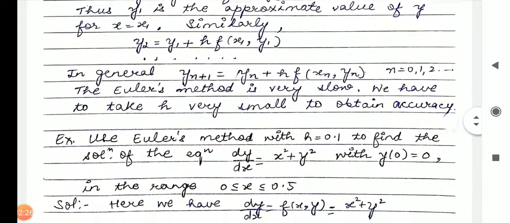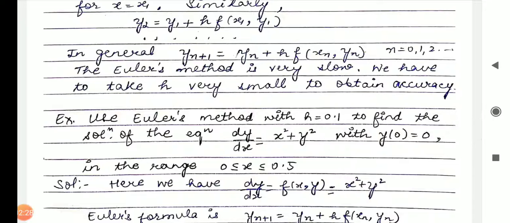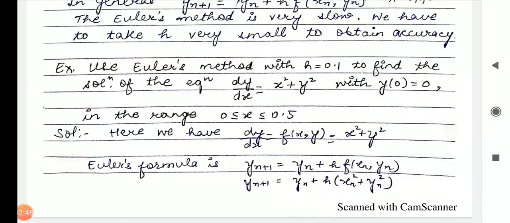Consider an example on Euler's method. Use Euler's method with h equal to 0.1 to find the solution of the equation dy by dx is equal to x square plus y square, with y at x equal to 0 being 0, in the range x lying between 0 and 0.5. Here we have dy by dx equal to f of x comma y equal to x square plus y square. We know that Euler's formula is y n plus 1 is equal to yn plus h times f at xn comma yn.